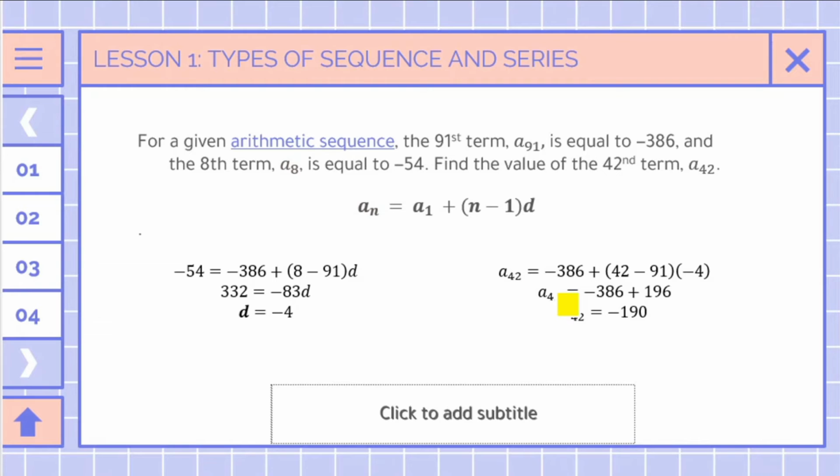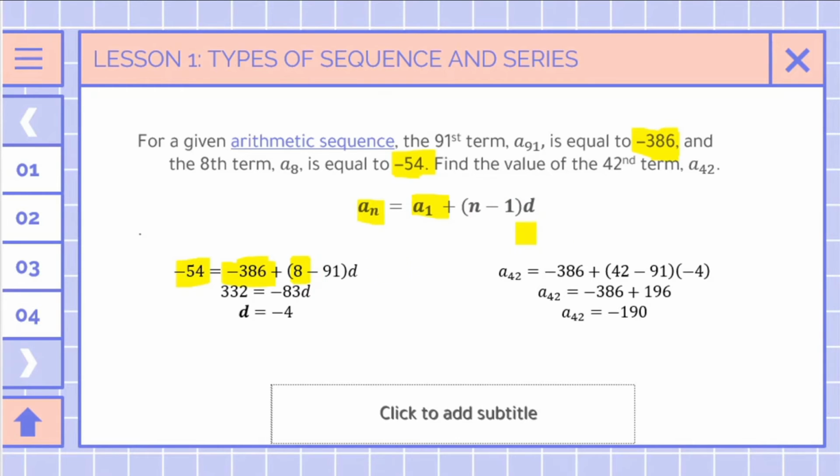So what we need to do is this: the nth term will be our second given, negative 54, and the first term will be our first given, which is negative 386. So let's substitute our a sub n, the second given, negative 54, and our a sub 1, the first given, negative 386. Then our n is the term number of negative 54. Negative 54 is a term, right? So our n here is 8.